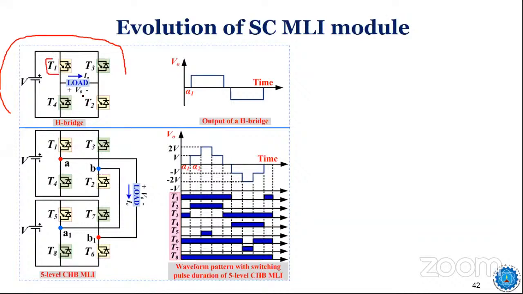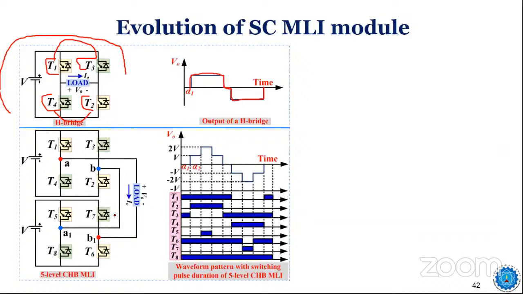When T1, T2 are operating, you can see the output is positive. When T3, T4 are operating, the output is negative. Very simply, we have got a 3-level output, and the 0 level can be produced by switching on the upper 2 switches or the lower 2 switches, right? So we can achieve a 3-level output like this.